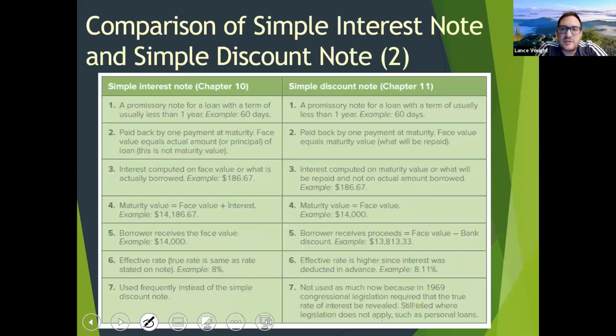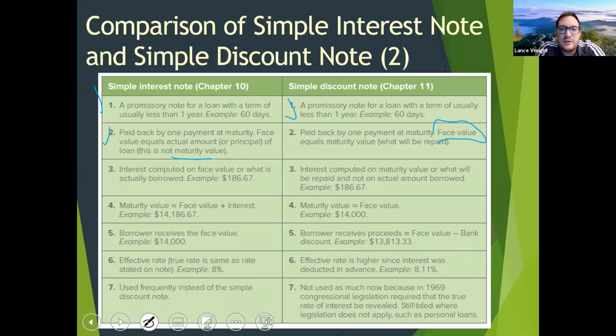So this is just a one-page summary of all the differences. They're the same here: you're going to borrow something for less than a year, and you're going to pay it back all at once. But the difference is that here you're going to pay back whatever the face value is, and here, you're going to pay back the maturity value.